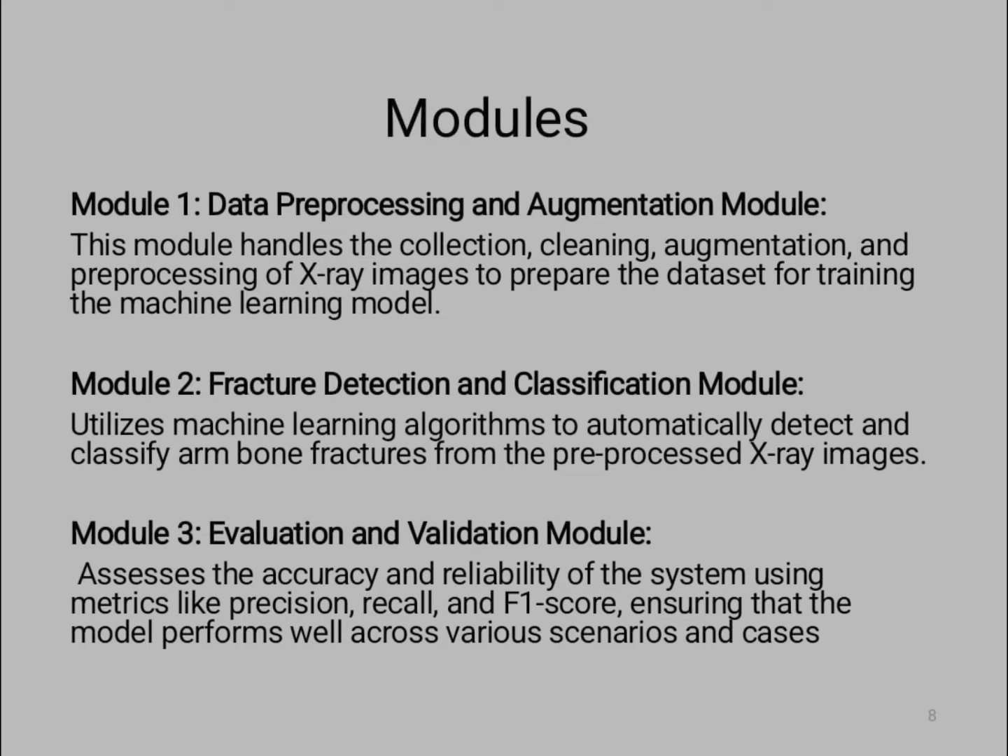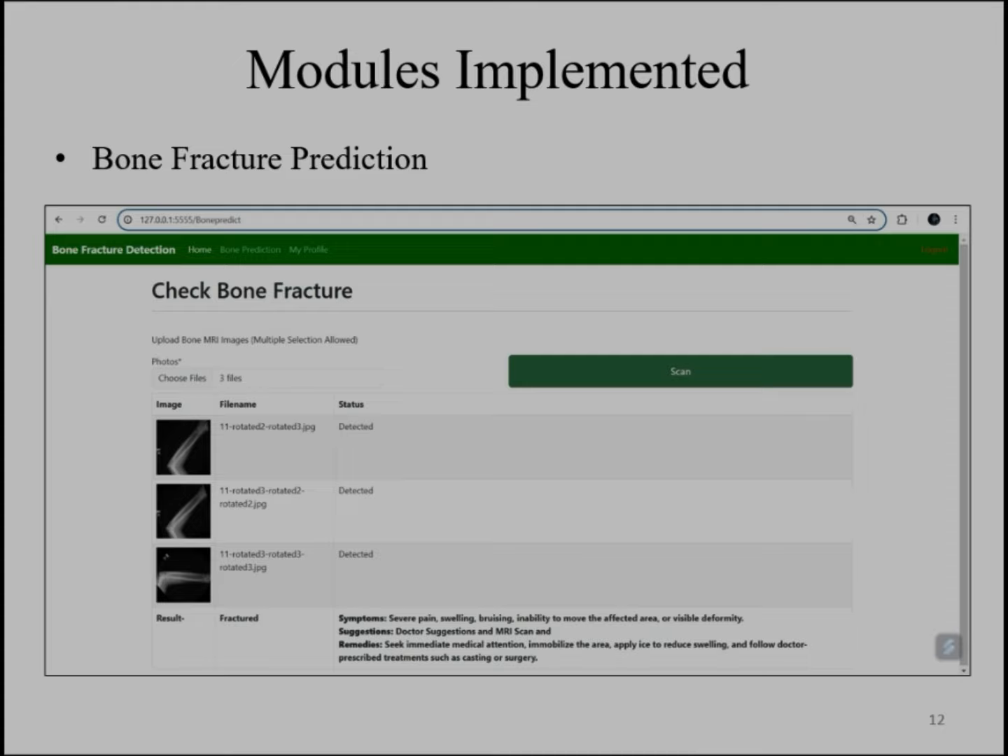Module 3 is the evaluation and validation. It checks the model's accuracy using precision, recall and F1 score to make sure the system performs well in different cases. Now moving on to the user interface, the user starts by uploading an X-ray image.